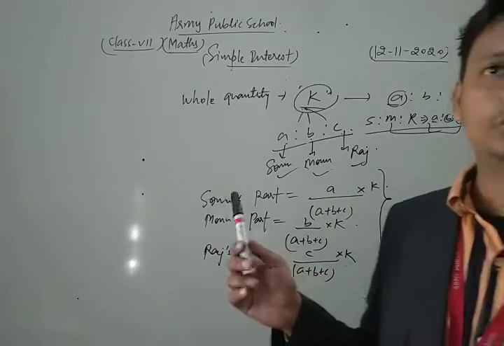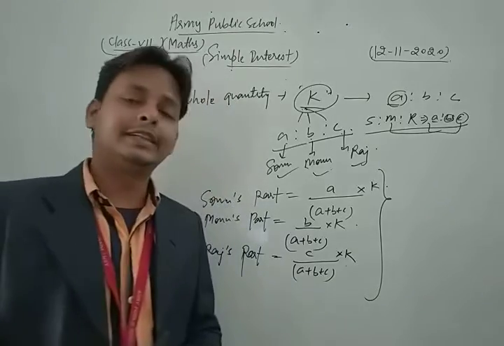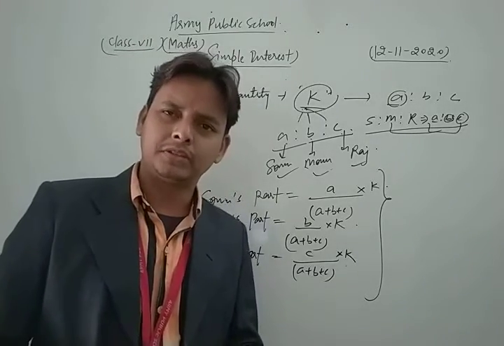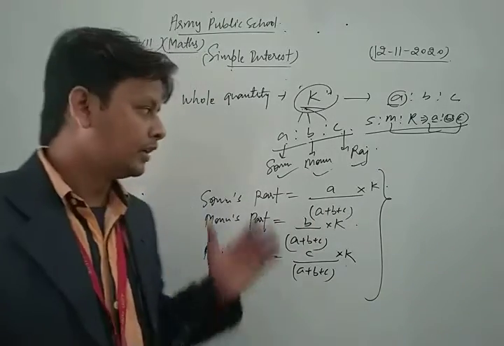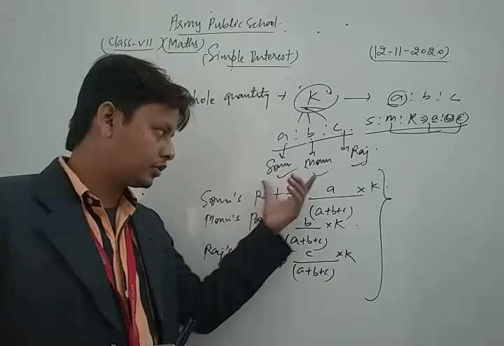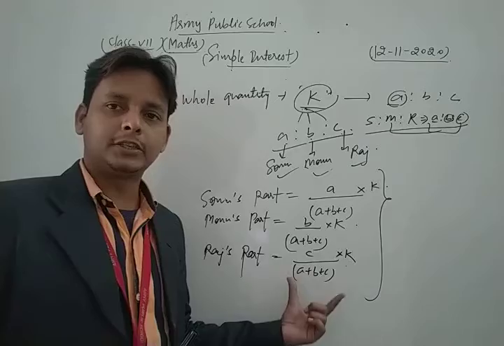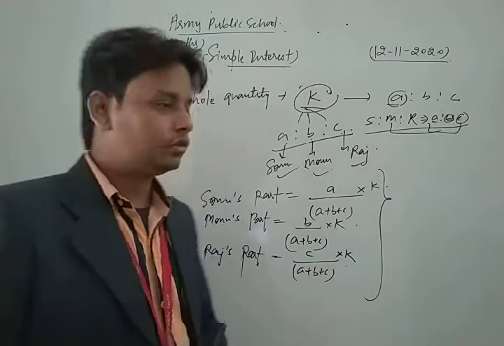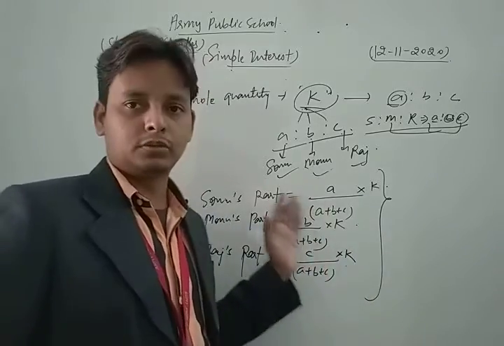Suppose a whole quantity K is given, and that quantity is distributed amongst 2 or 3 persons, amongst 3 or 4 persons, in the ratio A is to B is to C. Then the part of each person is found by this process. So this is a very important concept and formula. Please do more and more practice of this type of questions and learn all the concepts related to it.